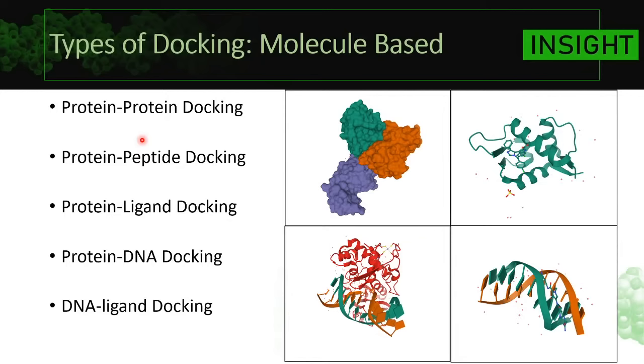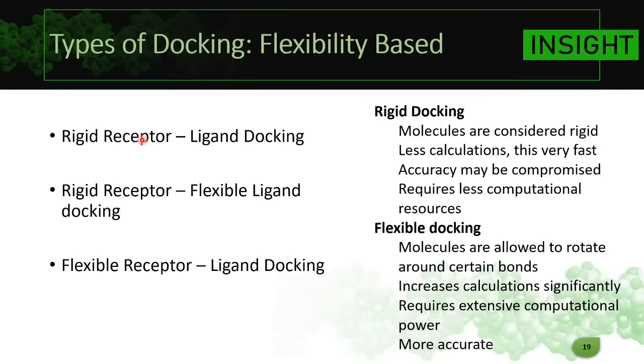We are going to use a software called AutoDock Vina, which is optimized for protein-ligand docking. But we will also learn about other options like AutoDock and its variations in order to do all other kinds of docking. For example, AutoDock has protein-peptide docking. DNA-ligand docking is also possible using AutoDock. So we will also look at these options.